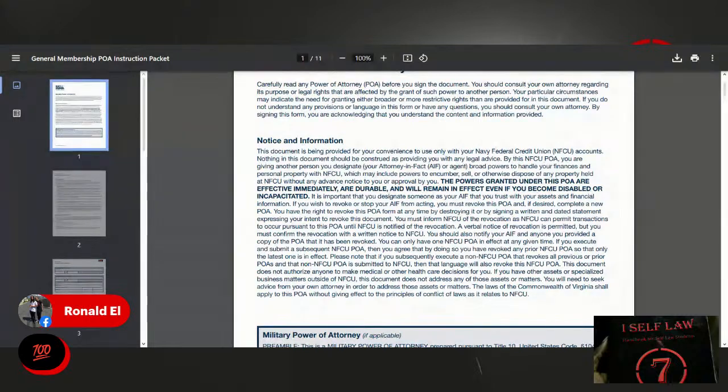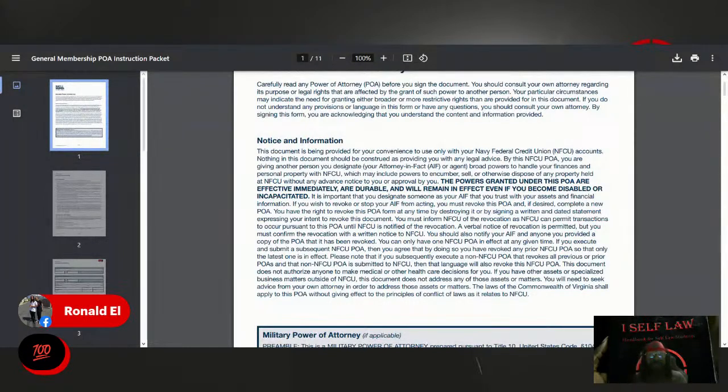It says the powers granted under this POA are effective immediately, are durable, and remain in effect even if you become disabled or incapacitated. All right, because you got to understand, the straw man cannot speak. The straw man is a minor. So you as a natural person with the age of majority, you have to take over the account. It's just that simple. Let's finish reading.